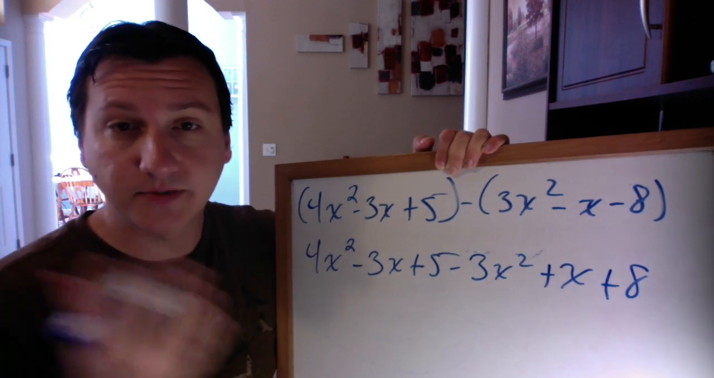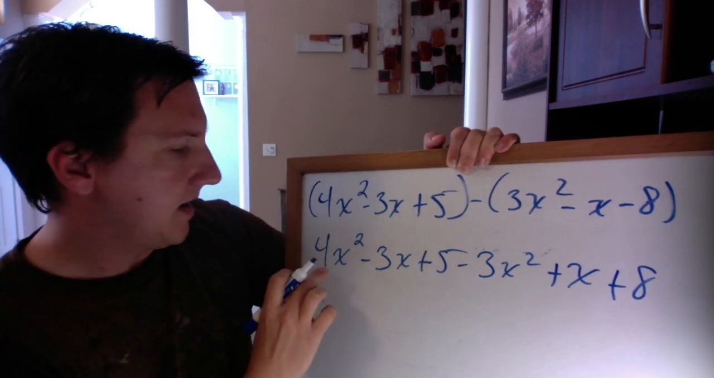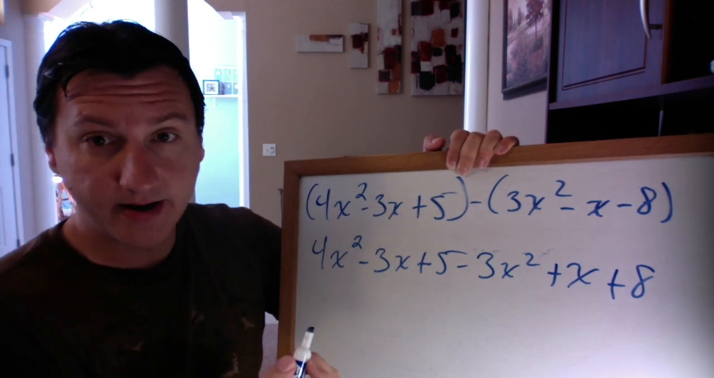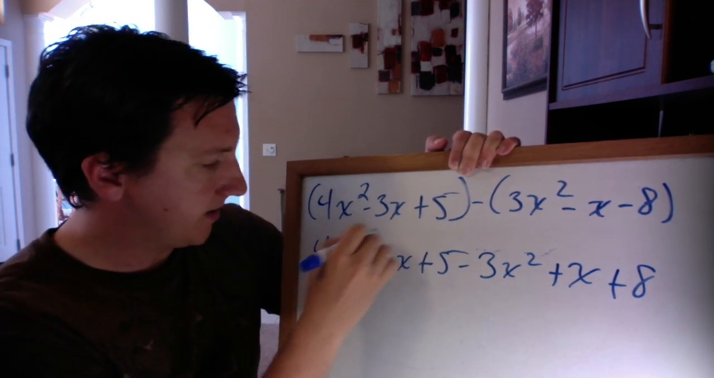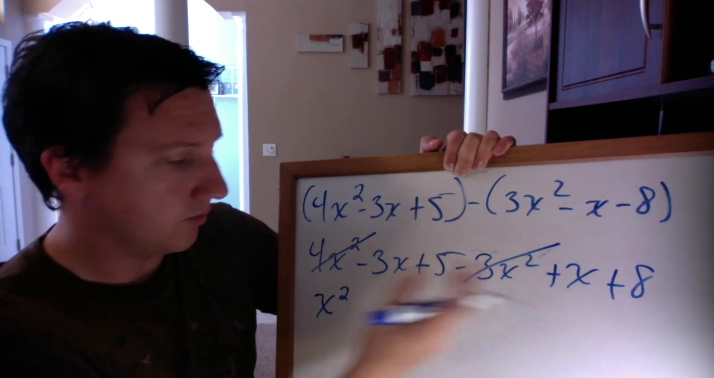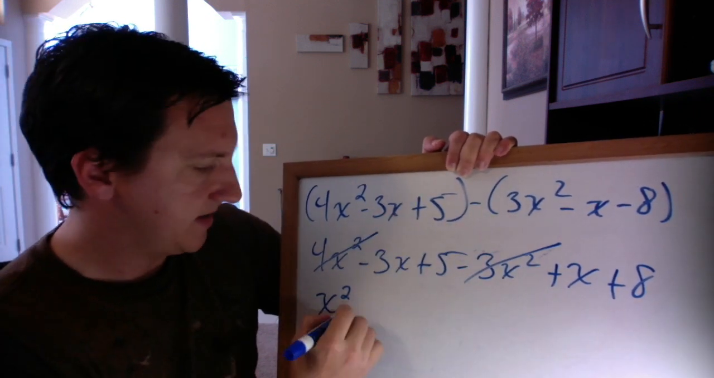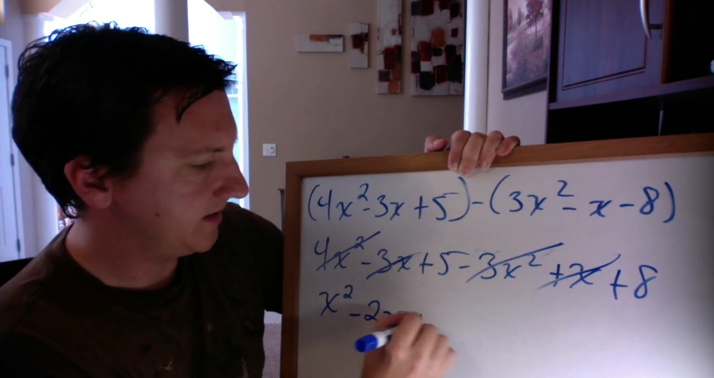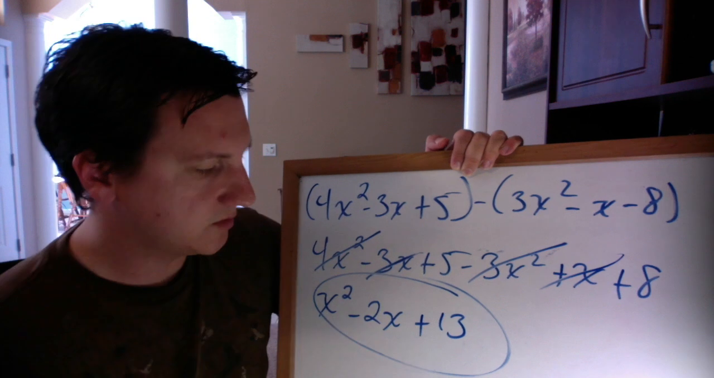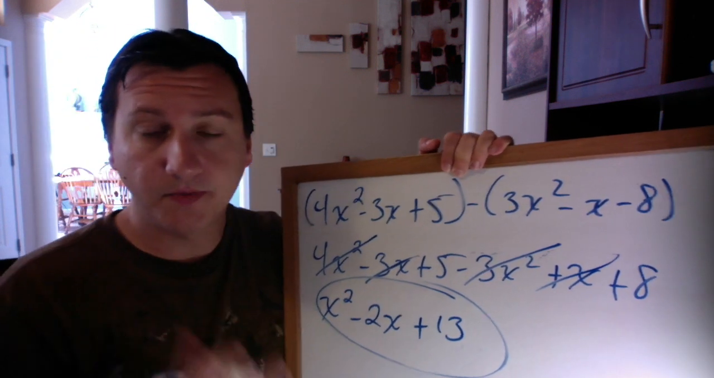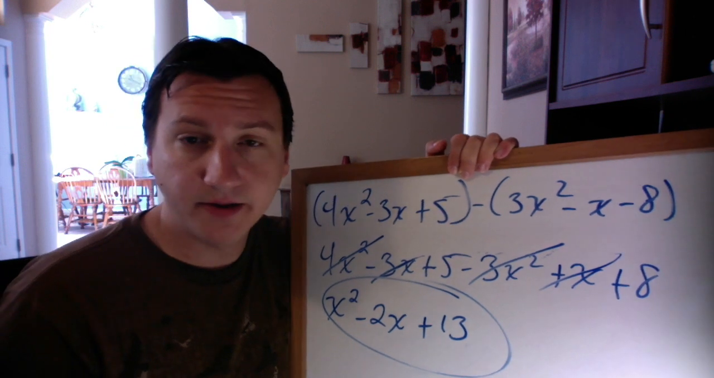Alright, and now I'm just going to combine my like terms. 4x squared minus 3x squared is 1x squared, or just x squared. Negative 3x plus 1x is negative 2x. 5 plus 8 is 13, right? So x squared minus 2x plus 13. So there is adding and subtracting polynomials.